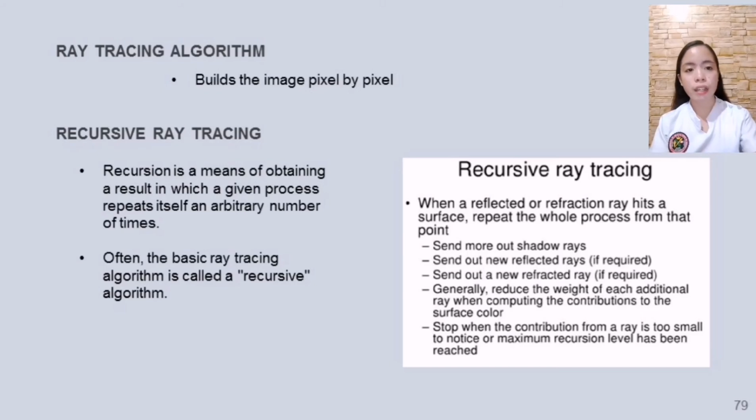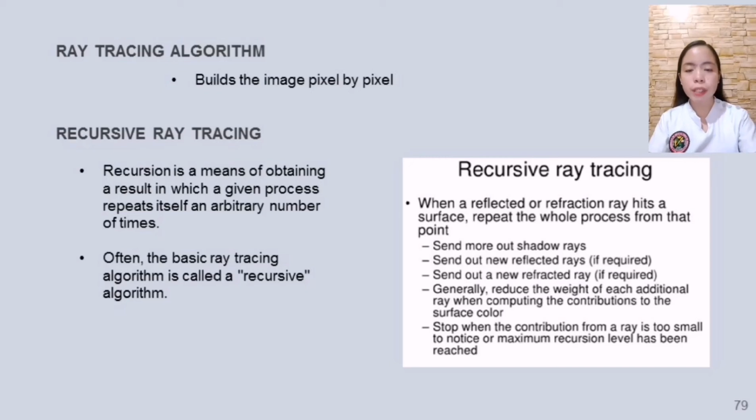Next is the ray tracing algorithm. The ray tracing algorithm builds the image pixel by pixel. It casts additional rays from the hit point to determine the pixel colors.